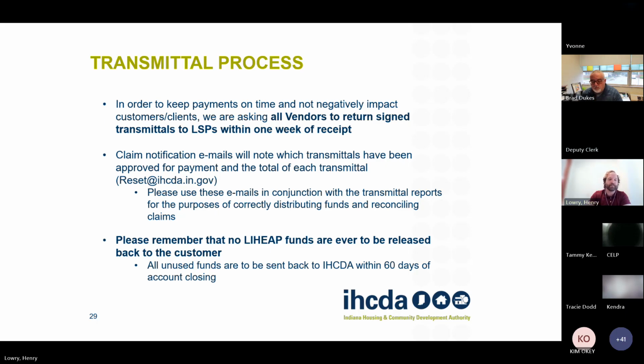If you're not receiving those reset@ihcda.in.gov emails, please let me know. I can always double check. Make sure you whitelist it in your junk emails, things like that. Make sure it's coming through. But let me know if you're having issues. I can always update contacts and make sure people are getting the right information they need.